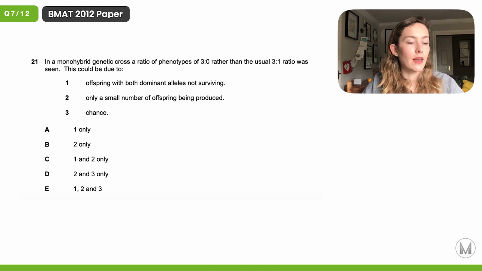So it doesn't tell us whether that offspring dies in the womb or after birth. And if it died in the womb, we wouldn't be able to process the alleles to check in that particular case. So it is just too vague. We cannot say that statement's true.